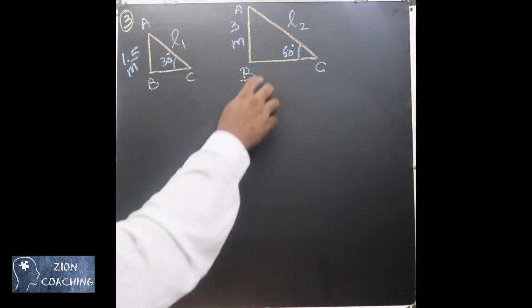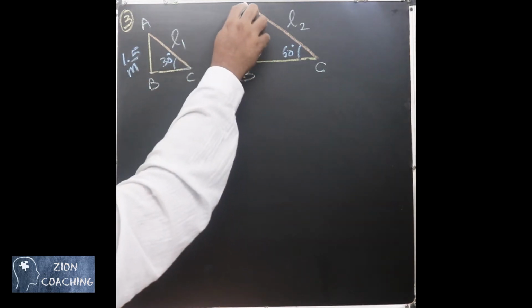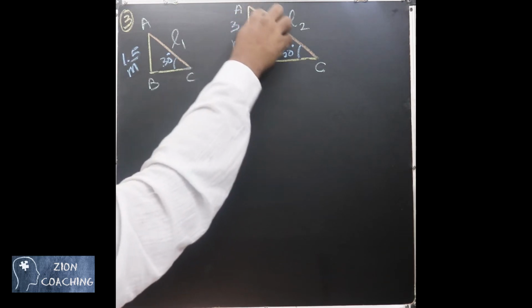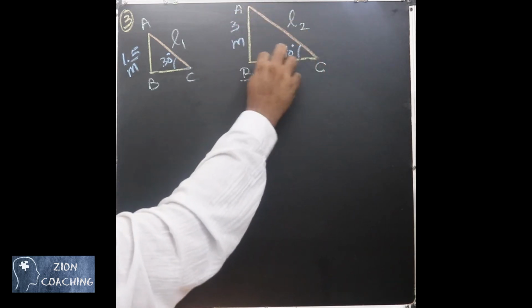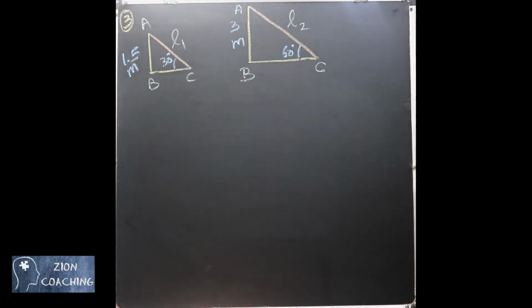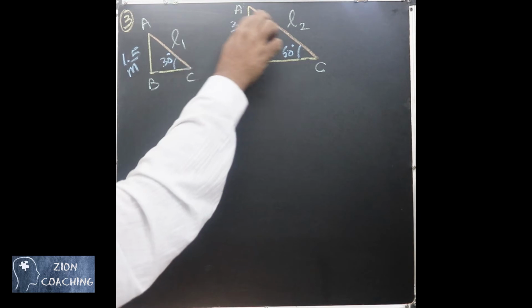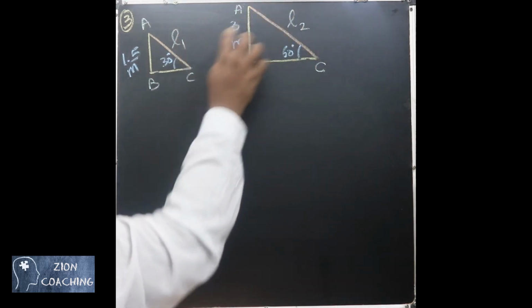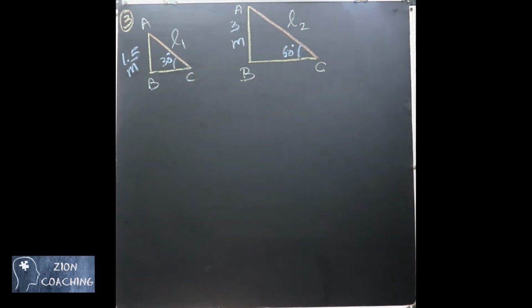The second slide is made at a height of 3 meter from the ground, and the slide makes an angle 60 degree with the base ground. Now they are asking us to find the length of the slide in both the cases. We will find one by one.